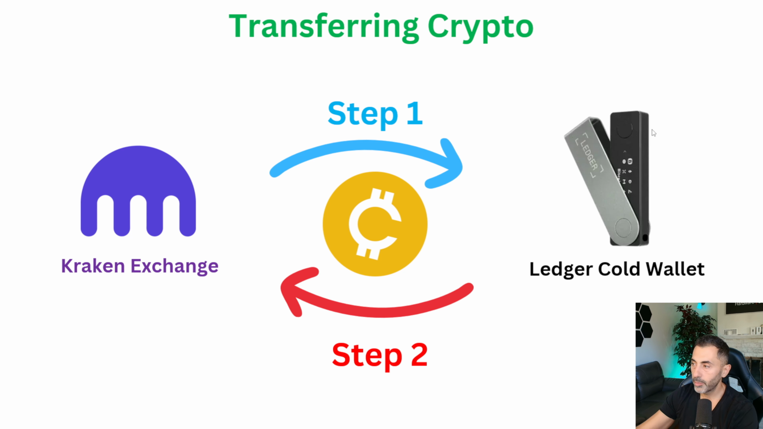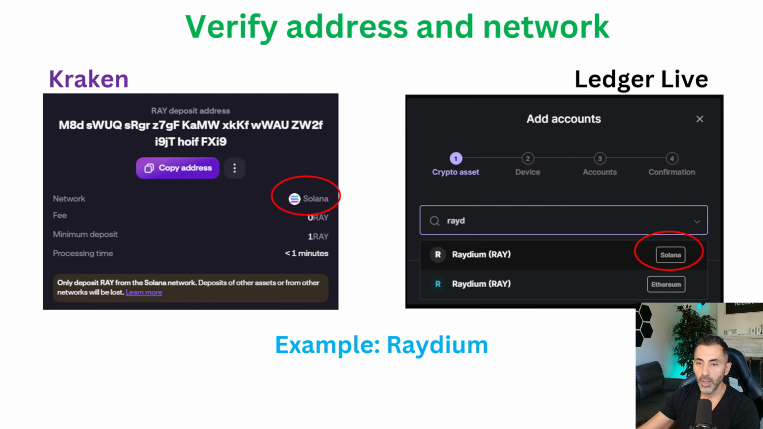In this example, I'll be using a Ledger Nano S Plus, but the steps are pretty much the same for the Nano S, Nano X, and other Ledger cold wallets. I'll be using Kraken as the exchange since it's one of the most popular centralized exchanges in North America. Now, that said, the exchange you use doesn't really matter. The process is basically the same for all of them. What does matter is making sure that you have the correct wallet address and correct network, because sending crypto to the wrong address could mean losing it forever.